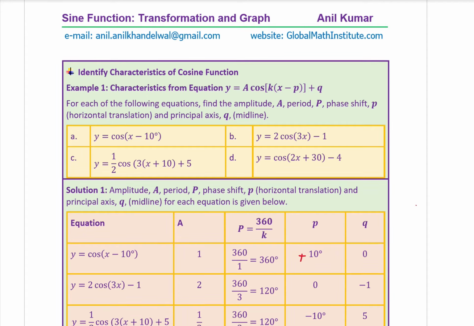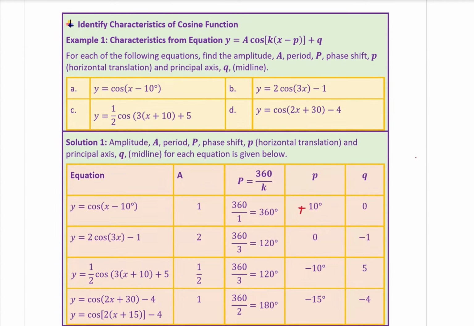Now the next one is, let me just push this a bit upwards, y equals half. So the amplitude is half. It has been vertically compressed by a factor of 2. Horizontally, it has been compressed by a factor of 3, and therefore the period has been reduced to 120 degrees, 360 divided by 3. Phase shift is 10 units towards the left. We will write it as minus 10 and 5. It is a vertical translation by 5 units up.